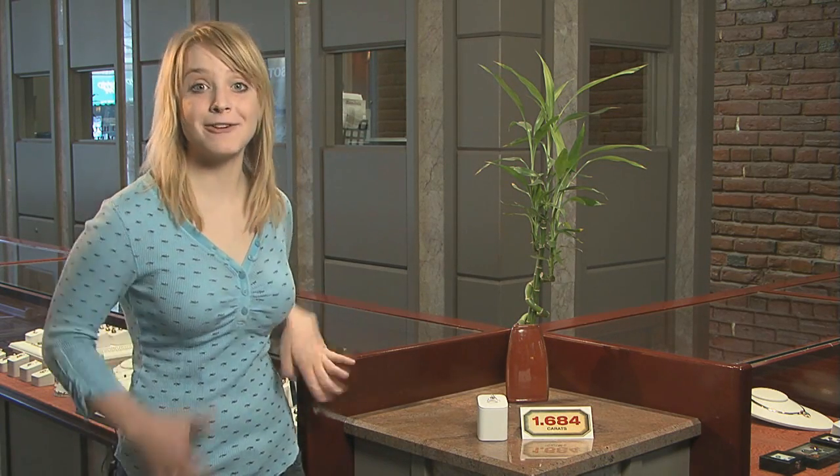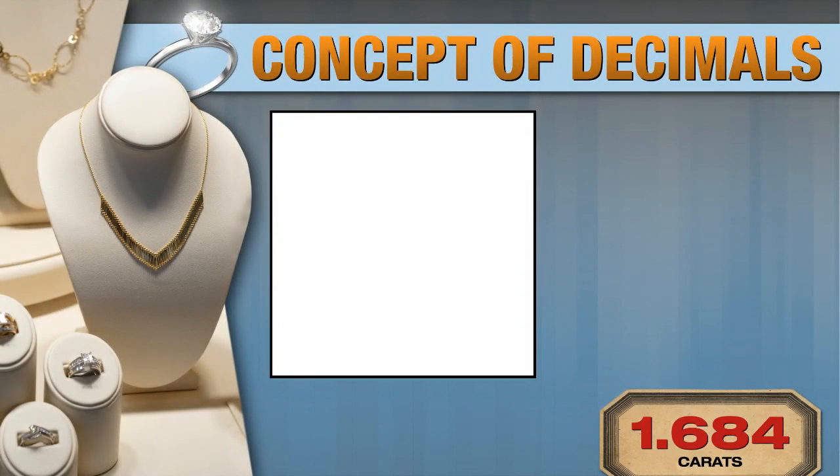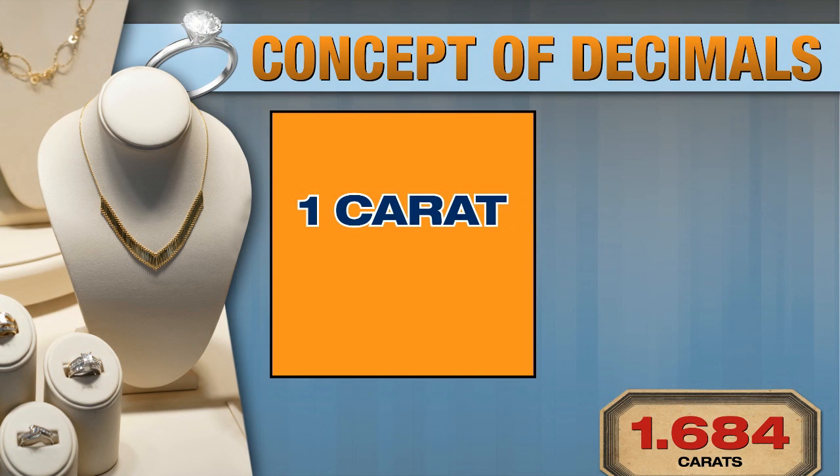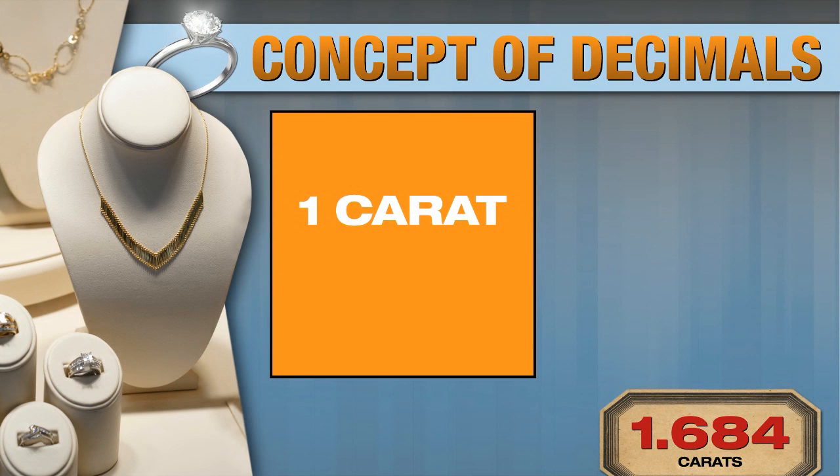Take a look at this. The tag on this ring says 1 684 thousandths carats. That's the combined weight of all the diamonds. The unit of measurement we are using is a carat. This square represents 1 whole carat. The large diamond is 1 carat and represents the 1 in 1 684 thousandths. The small stones have a combined weight of 684 thousandths of a carat. That's over half of a carat.